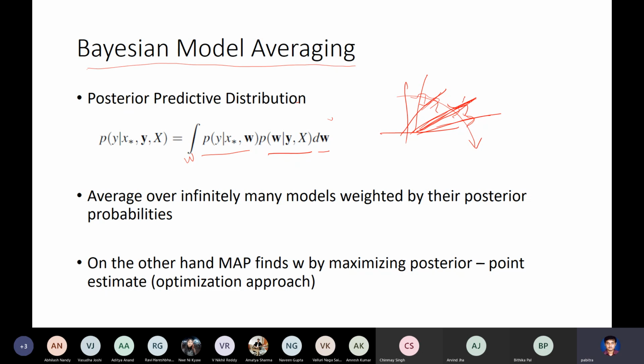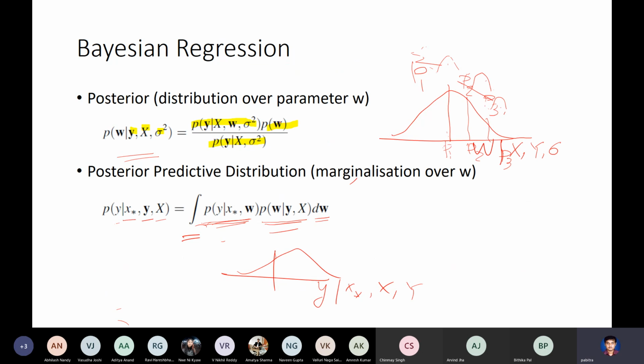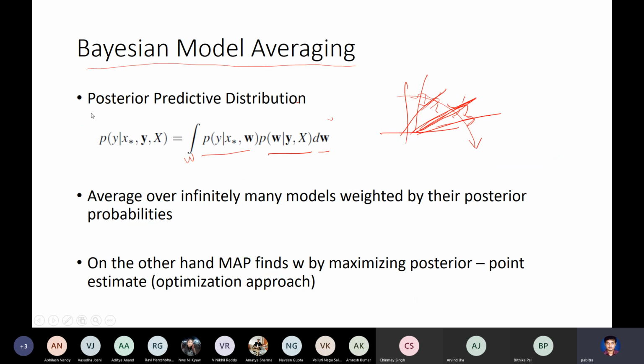The alternate approach is, once you have this posterior distribution of W, you can do a MAP. That means you can do an argmax over this. So that would give you the MAP approach, maximum a posteriori estimation. So MAP finds W by maximizing the posterior. Of course, this is a point estimate, and this is an optimization approach as opposed to a model averaging approach.